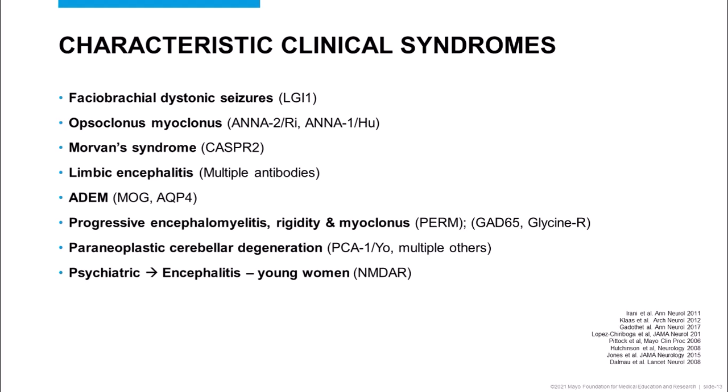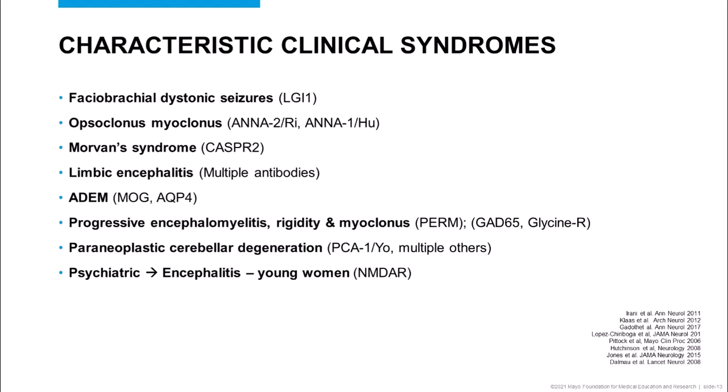Morvan syndrome, I'll show later, is associated with the Caspr2 antibodies. Limbic encephalitis, there's a wide range of antibodies, but this is a high-risk situation. ADEM is another situation where you really want to be ordering your MOG and your aquaporin-4 antibodies. We have a syndrome called progressive encephalomyelitis with rigidity and myoclonus, or PERM syndrome, associated with GAD65 and glycine receptor antibodies. And then we have patients who develop a subacute and progressive ataxia, what we term paraneoplastic cerebellar degeneration. So these are some of the syndromes where you really want to be ordering antibodies in serum and CSF in all of these patients.